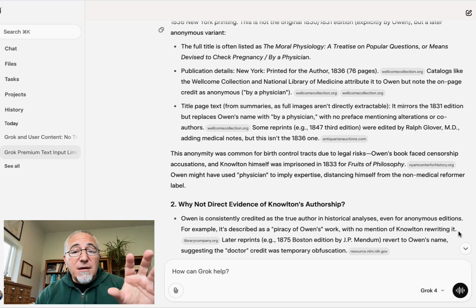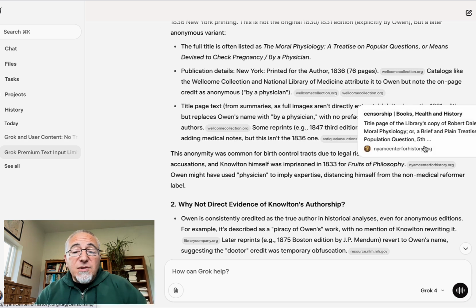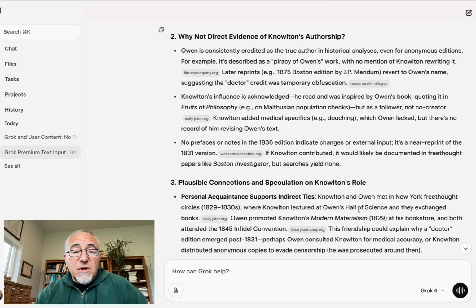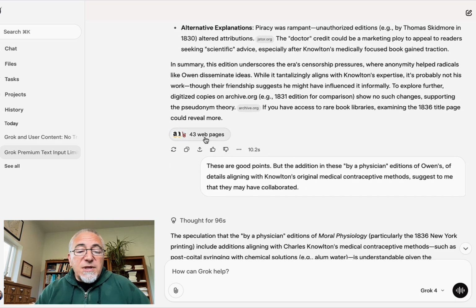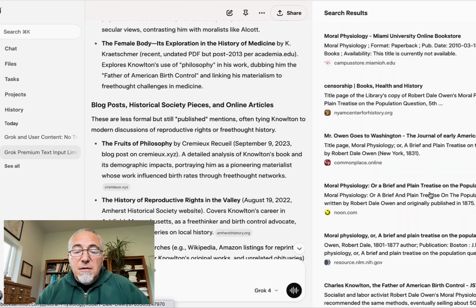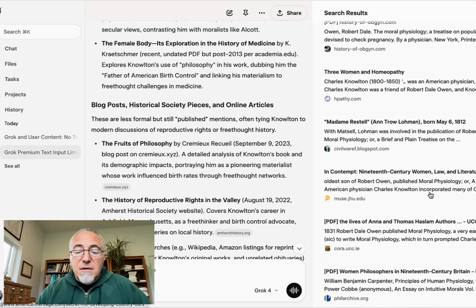In this case, I think Grok 4 was beginning to disagree with me and was finding some things that don't lead directly to my conclusion that I think, and I still do think, that Knowlton and Owen probably talked about their works. Because it's not able to find any conclusive evidence where one or the other of them says, yes, I worked with the other person in order to develop these ideas. It does consider the alternate explanation of piracy, which I don't agree with, although it is worth considering, I suppose. And once again, it gives 43 different citations.